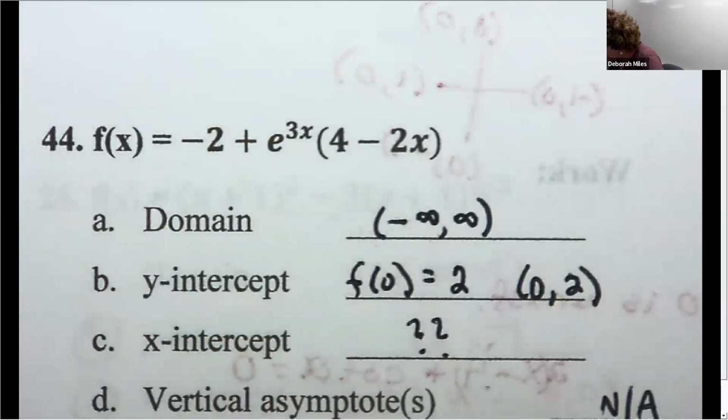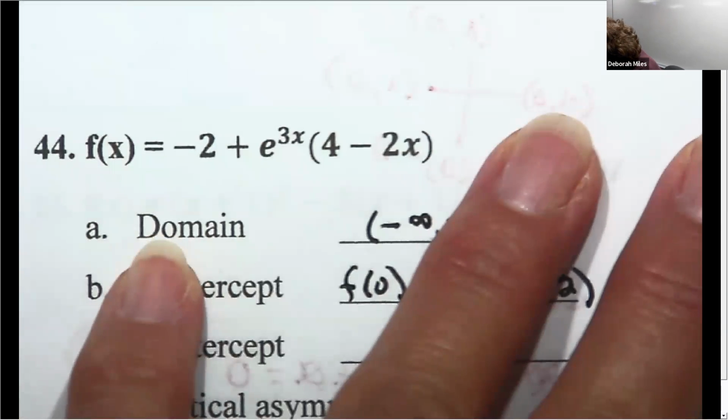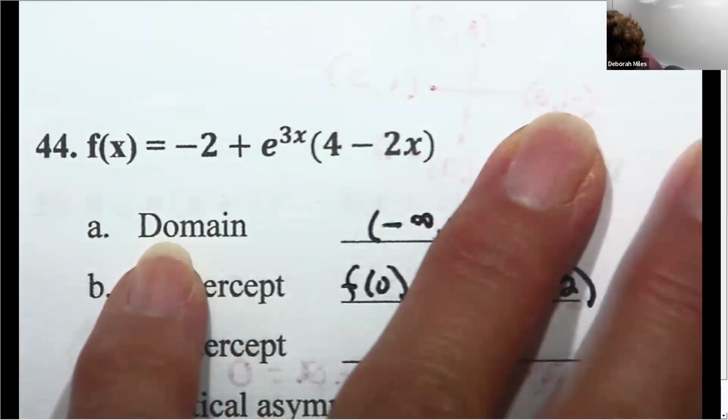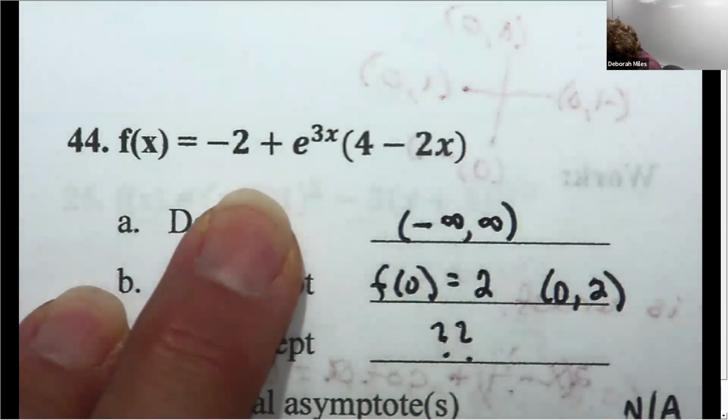You know what? Let me just write the function here so we can put in a middle step instead of just saying limit of f of x. Let me write the function and actually put negative infinity in place of x so we can look at it. -2 plus e to the 3x times 4 minus 2x.